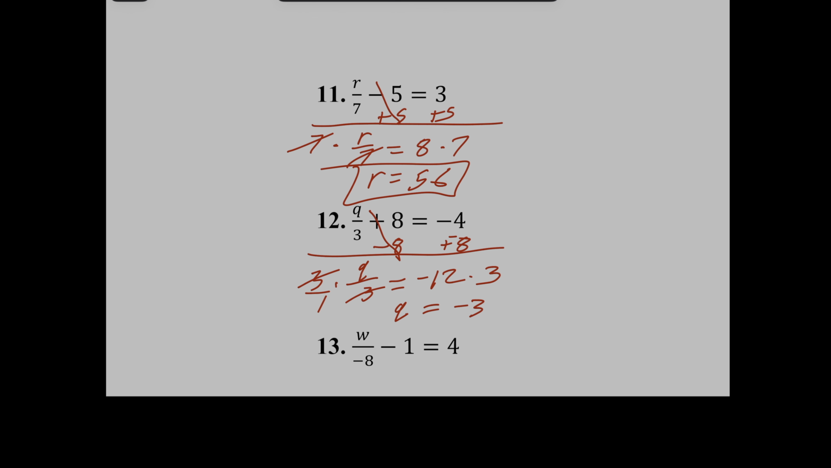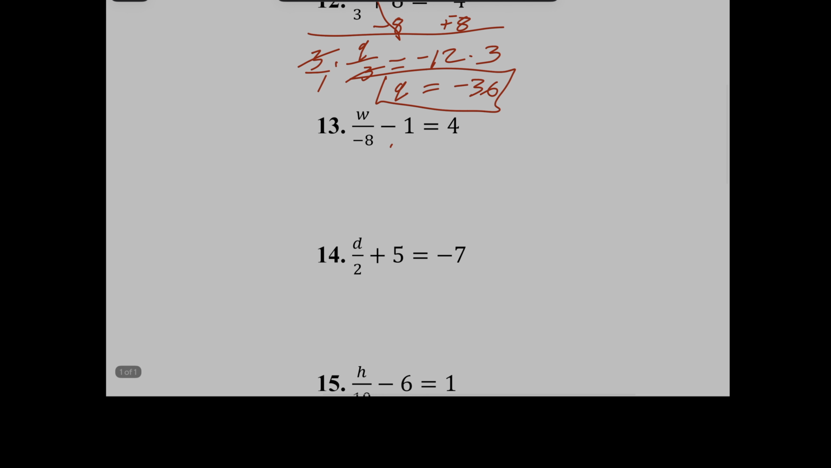Q equals negative 36. Boom, boom, boom, boom. Let's keep going. Negative 1, well, let's plus 1. That'll get rid of that. I'm going to just copy this down, and that equals 5 multiplied by negative 8 on both sides. I hope you guys are starting to see a pattern here.